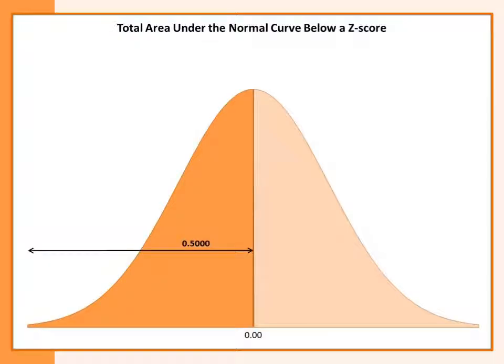So all we need to do is ask the question, how much area under the curve falls below a z-score of 0, or the mean of 0? And of course, the entire area to the left, 0.5000, half of the curve, falls below a z-score of 0.00, which is the mean for a distribution. So the total area under the curve below a z-score of 0.00 is 0.5000, half of the curve.